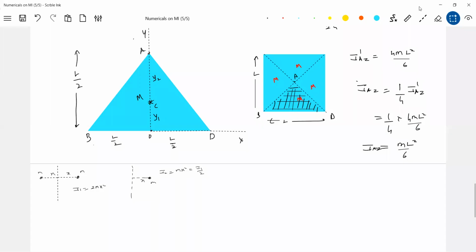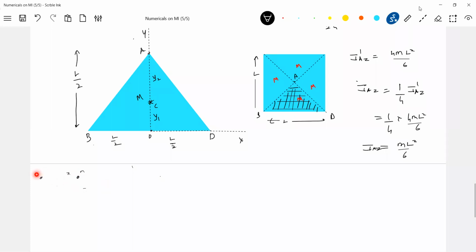Shall we apply the parallel axis theorem? So what is ICZ, what do I want? Here I'll proceed. I think I'll delete this one. I need a lot of space. Okay, no. ICZ is needed.